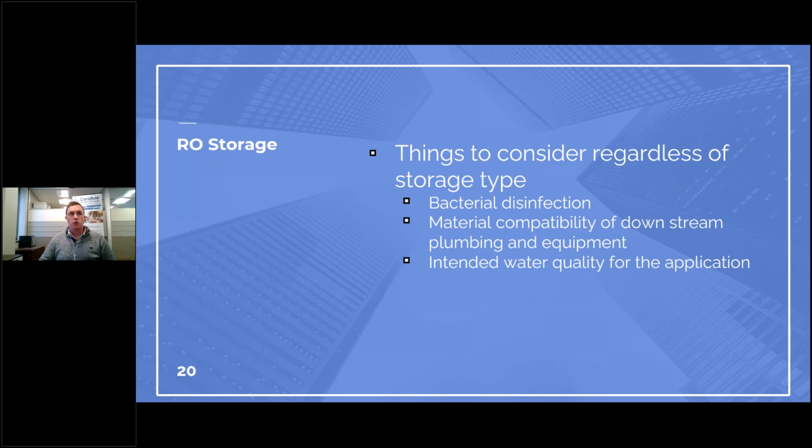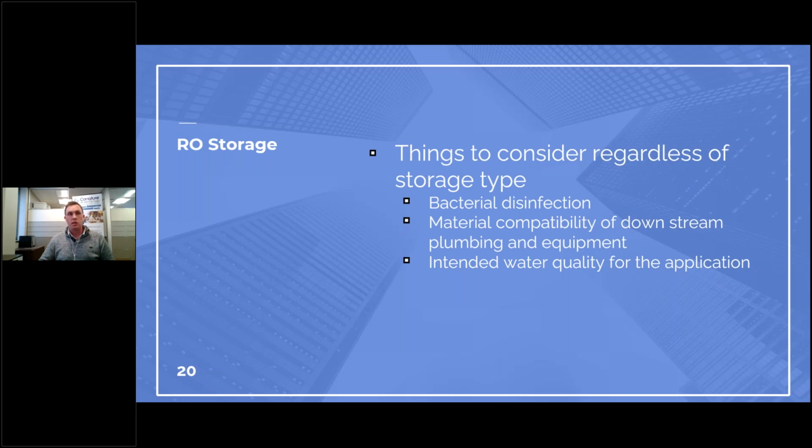Material compatibility downstream, we spoke to that a lot, and I gave an example there. You want to make sure that all your plumbing and equipment downstream is either stainless grade, PVC, that sort of thing. Make sure that the material is compatible so that the RO won't try and get its friends back, so to speak. And then also, what's your intended water quality for the application? That last one is going to dictate your first two.